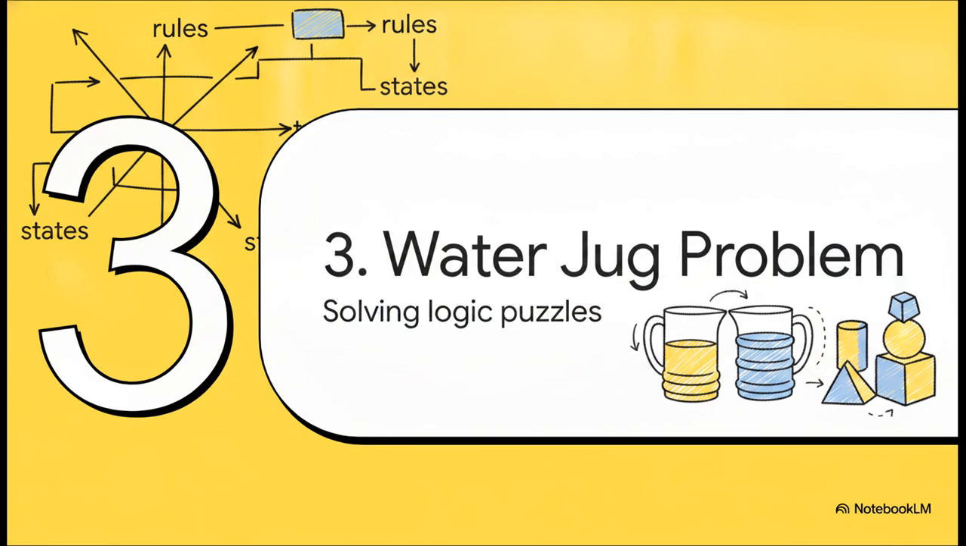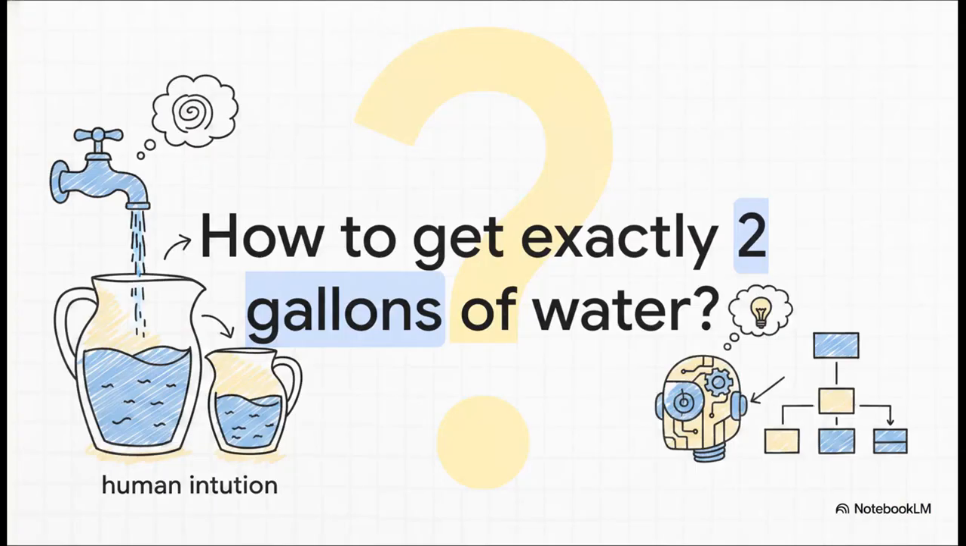All right, part 3, the water jug problem. Let's see how AI solves some classic logic puzzles. Picture this. You're standing at a tap and you only have 2 things, a 4-gallon jug and a 3-gallon jug. Your mission is to get exactly 2 gallons of water into that 4-gallon jug. Just take a second and think about how you'd physically pour that water back and forth to make it happen. Takes a bit of human intuition, right?